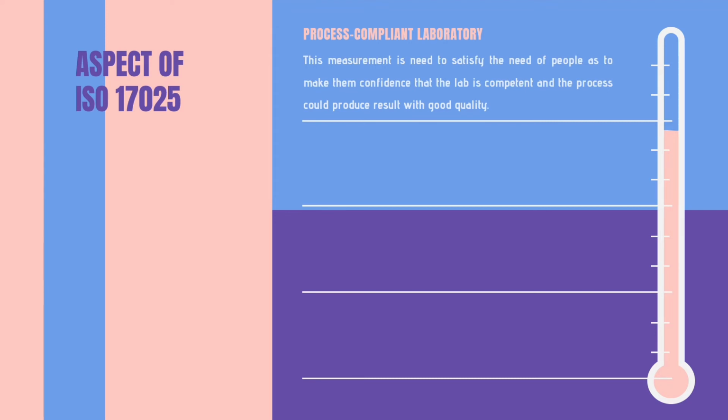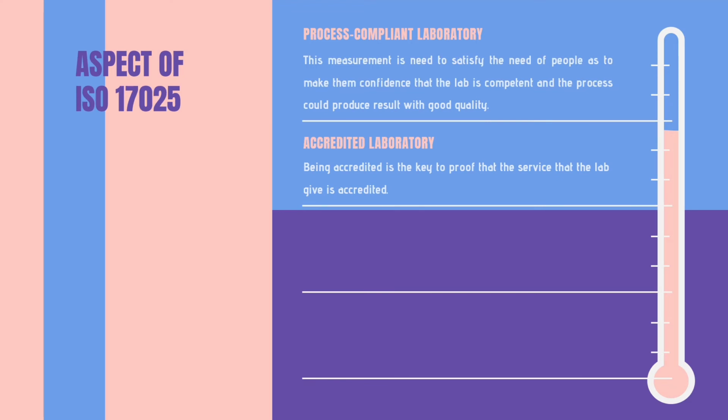Next, the second aspect of ISO 17025 is accredited laboratory. A laboratory that is accredited is one of the key proofs for the client that the service they will be given is accredited.